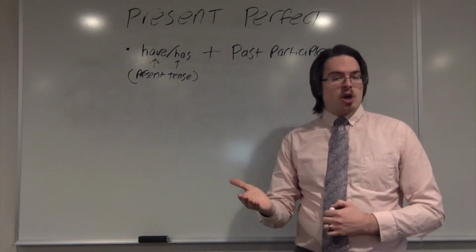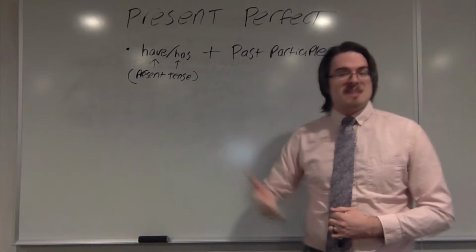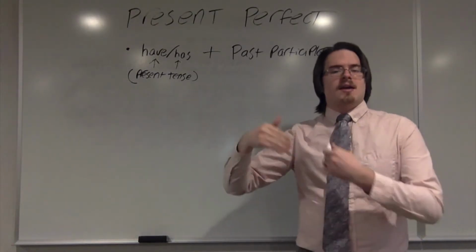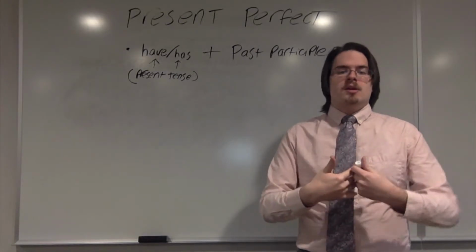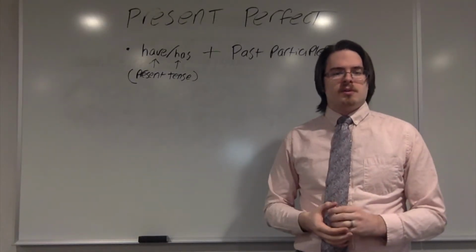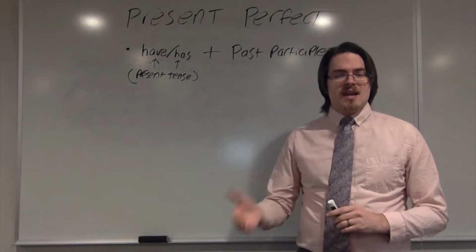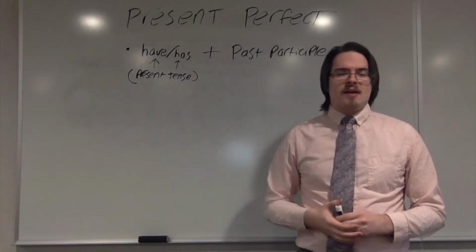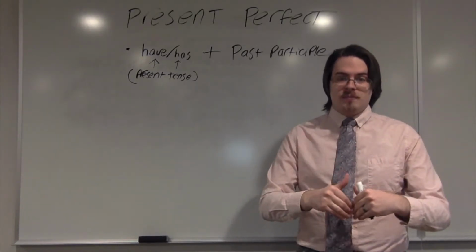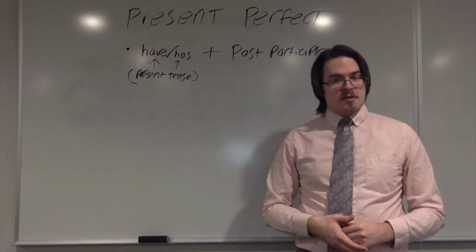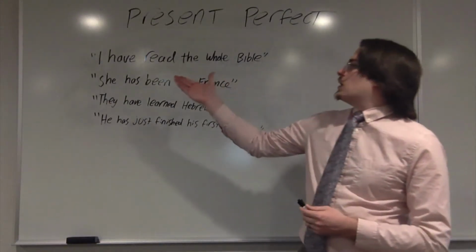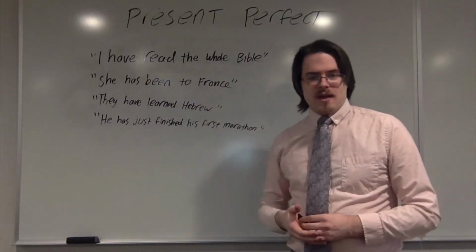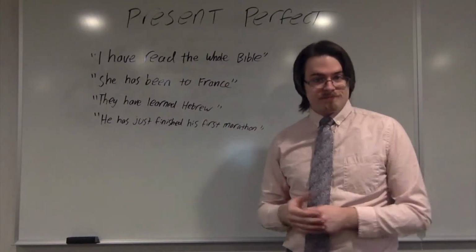Just like how we saw in the past progressive, it is the auxiliary verb that carries the weight of telling us the time frame. The general focus of the perfect present tense is the state or the result of the action for the present time frame. But let's look at some examples to see how these work. In the first example here, we see, I have read the whole Bible.